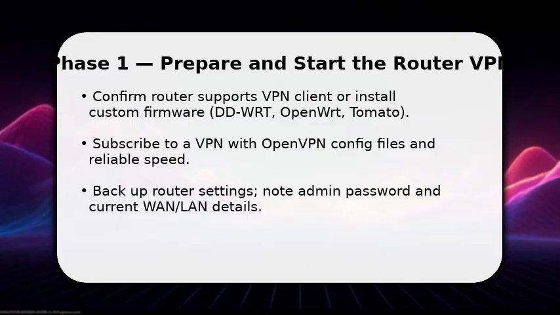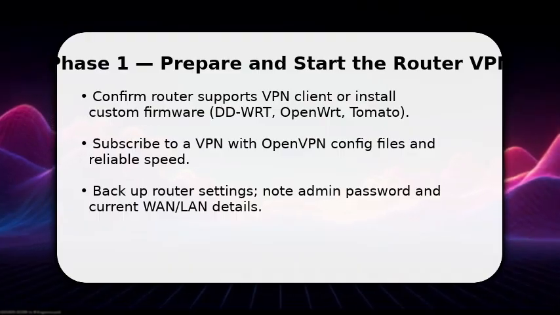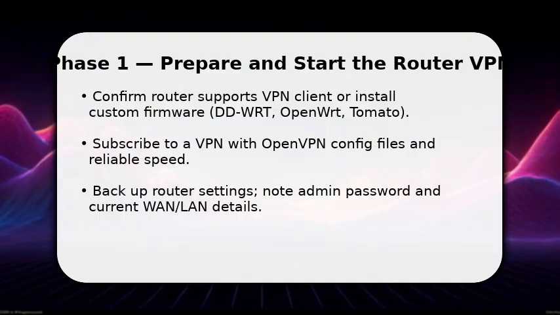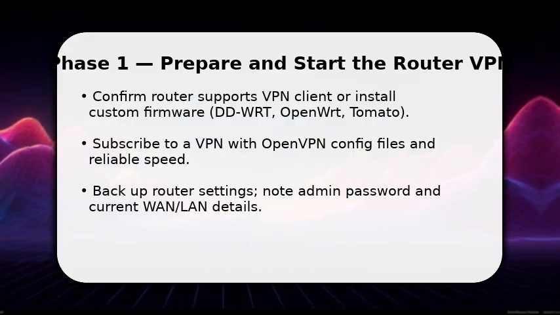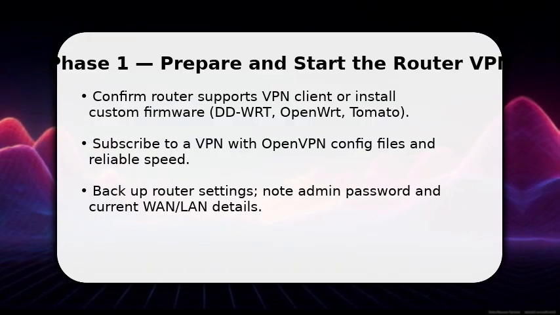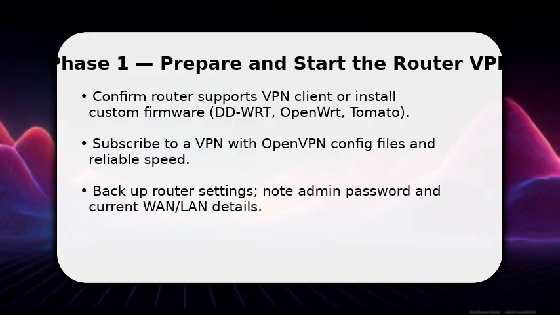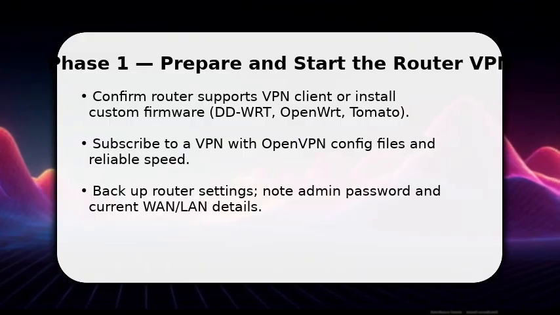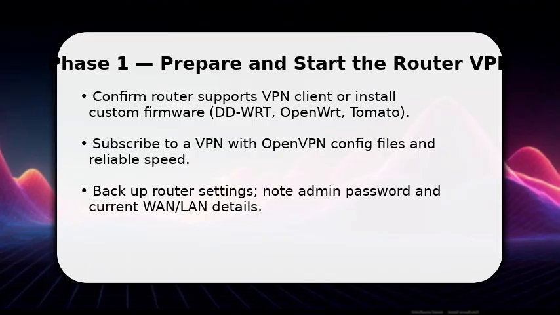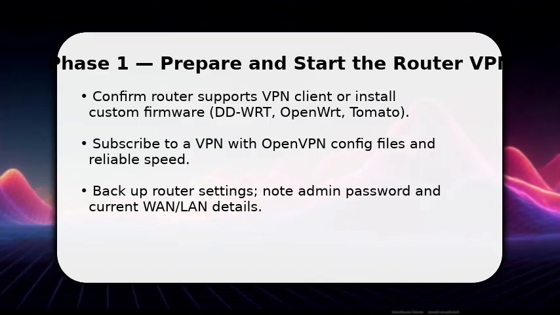You start by moving the VPN to the network edge, your router. First, verify your router supports VPN client mode or can run DD-WRT, OpenWRT, or Tomato, because you cannot install apps on Oculus. Once done, download the OpenVPN config files from your VPN provider and keep your account credentials handy.